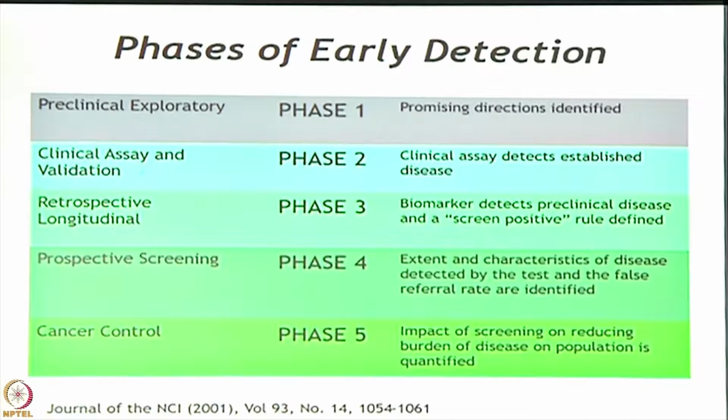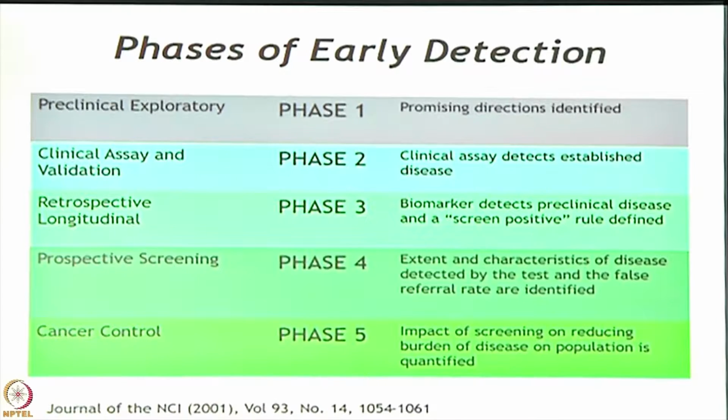Then you need to do a clinical assay and validation, so you need to establish that the assay can detect the disease. Then they would say do a retrospective longitudinal study. These may be old samples, but you're looking at samples collected over a period of time to ask, does the marker change when the patient goes from no disease to disease?